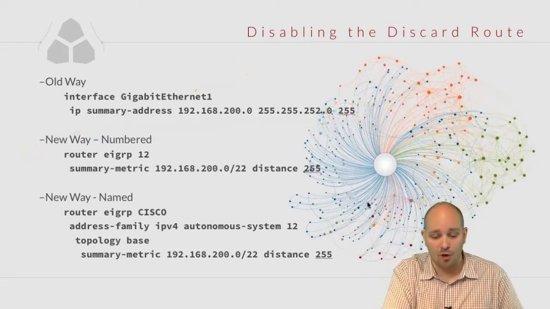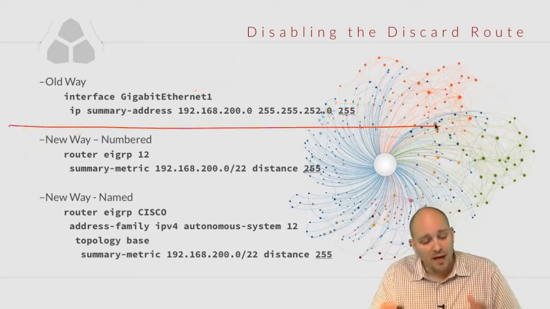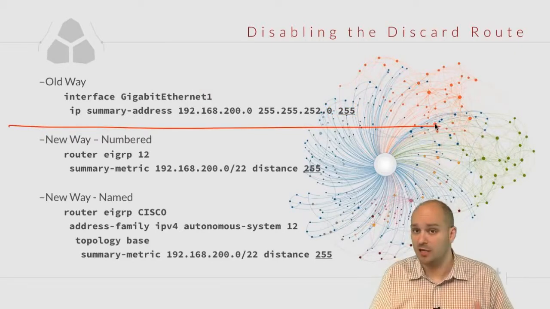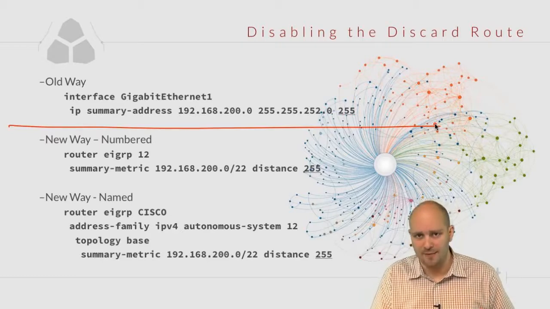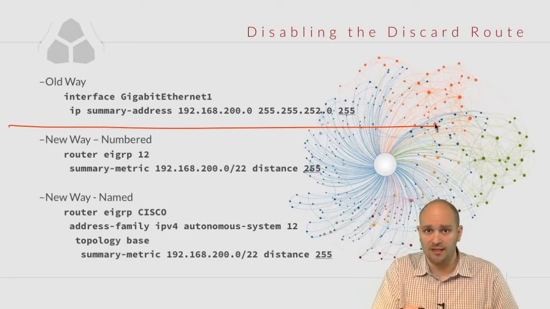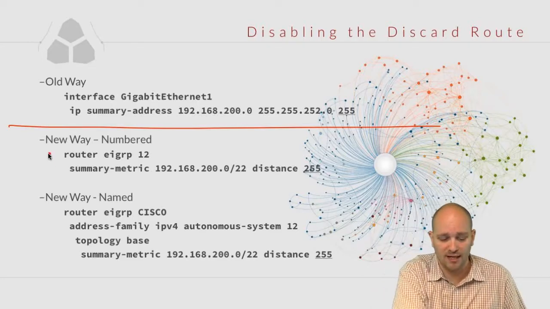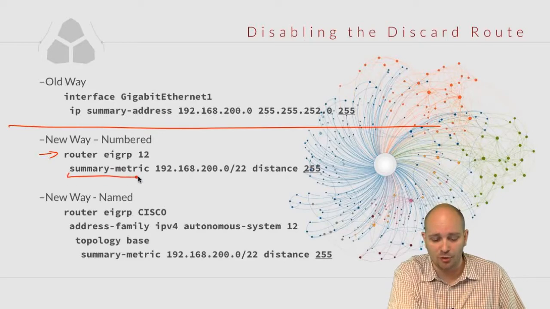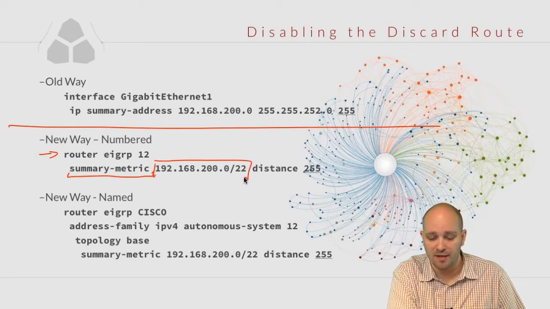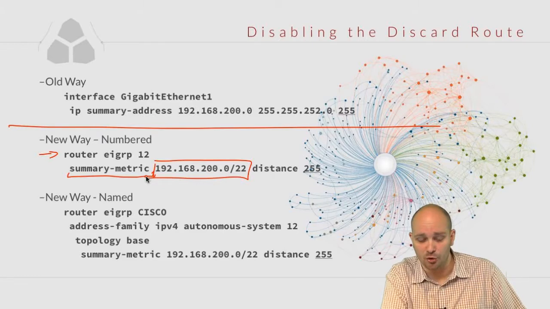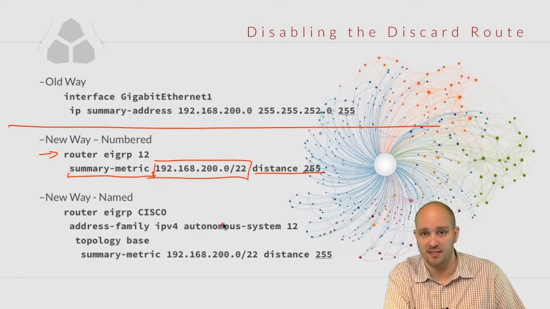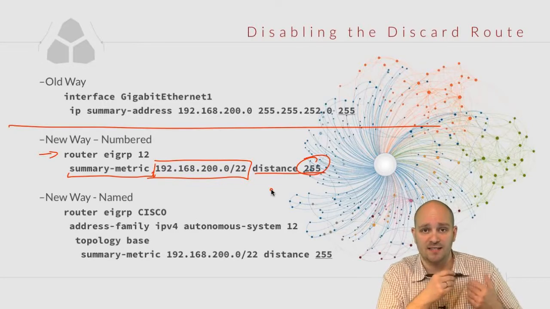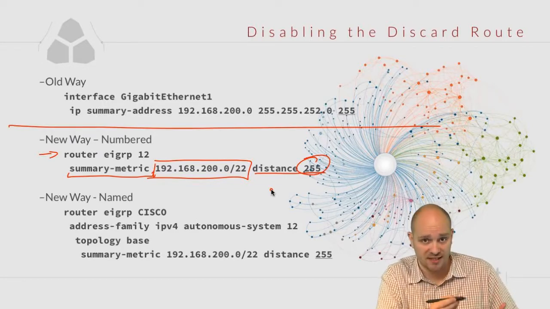If you are running iOS 15 and above, again, it matters: are you running your EIGRP, have you configured it using the numbered configuration mode or the named configuration mode? So let's take a look at the example of the numbered configuration mode. This time you would go into router EIGRP and use the command called summary-metric. You would specify which summary you want to modify, and which distance you want to use. If you use distance 255, that would create a summary route without installing the discard route.